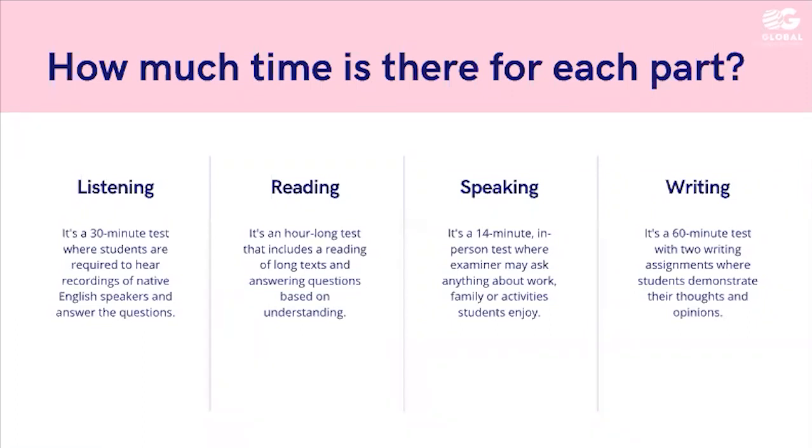Then you have speaking, it's 14 minutes. It's done in person. The examiner is gonna ask you anything about work, family, or activities that the test taker enjoys. And the writing, 60 minutes. There are 2 writing assignments, and in those assignments, students have to demonstrate their thoughts and opinions. When you read a little bit about this exam, you'll see that IELTS is not really a pass or fail exam. Each section is going to be scored separately from 0 to 9. 0 would mean that the student is a beginner, and the 9 would indicate that the student is fluent. And then you get the overall performance score.